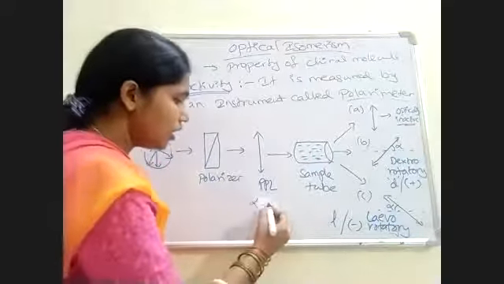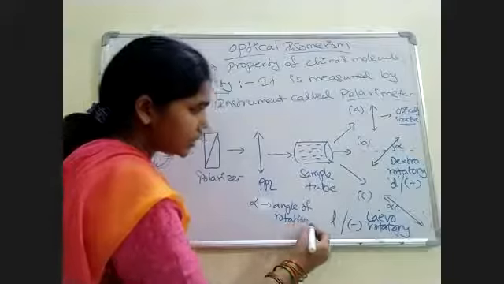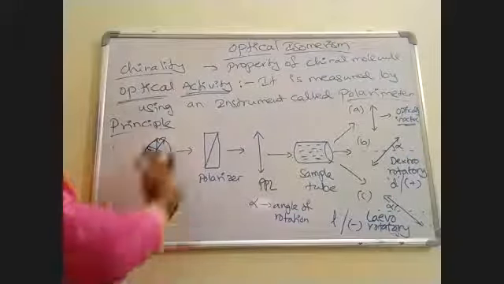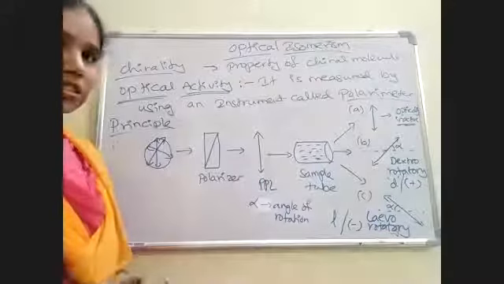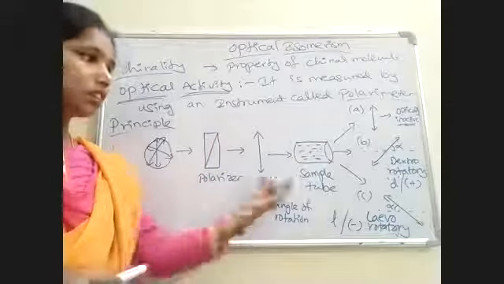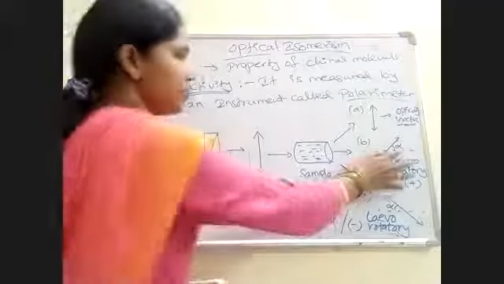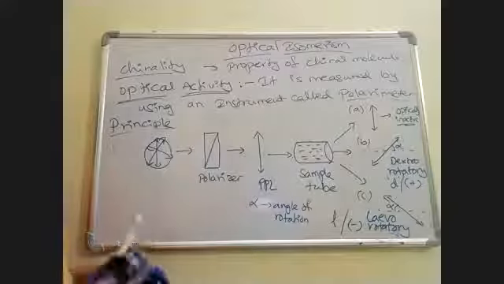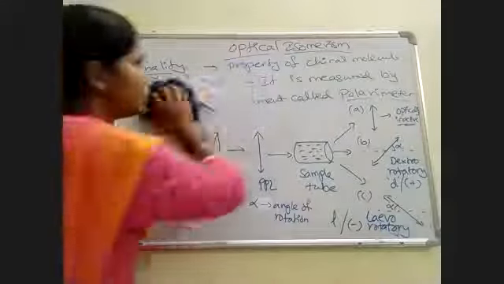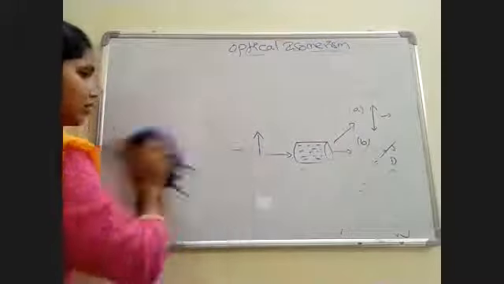What is alpha called? Angular rotation. So how much angle it is rotated in the sample tube. This is the main principle involved in the polarimeter. By knowing the alpha value, we can know the specific rotation of the sample. So on which factors does this alpha value depend? Let us see. This optical rotation depends on many factors.